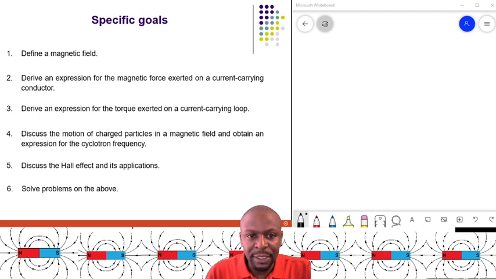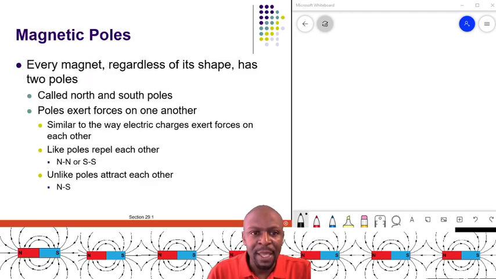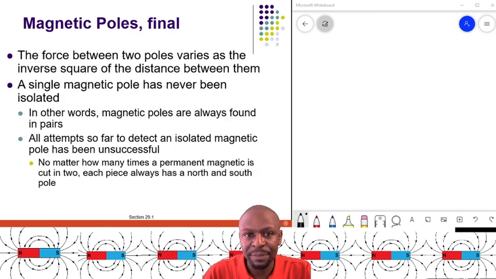All right, let us start by defining the magnetic poles. Every magnet, regardless of its shape, has two poles, called the north and south pole. Poles exert a force on one another in a similar way that electric charges exert a force on each other. That is, like poles repel each other while unlike poles attract each other. The force between two poles varies as the inverse square of the distance between them.